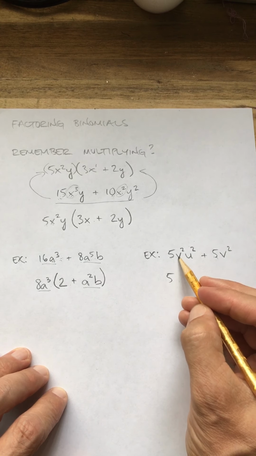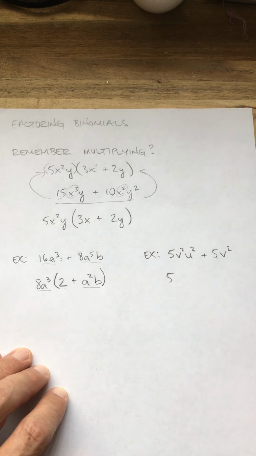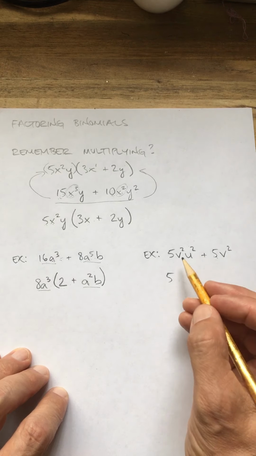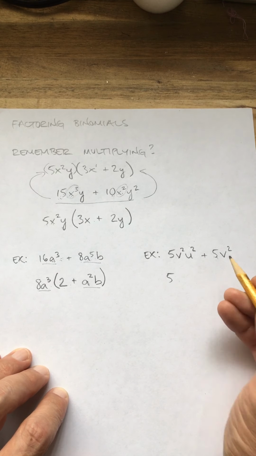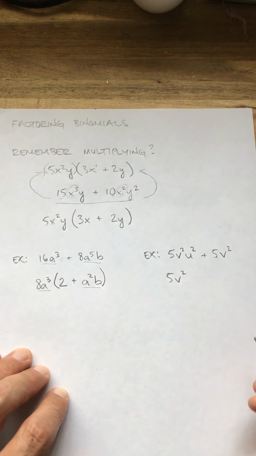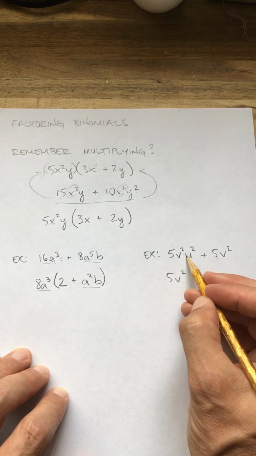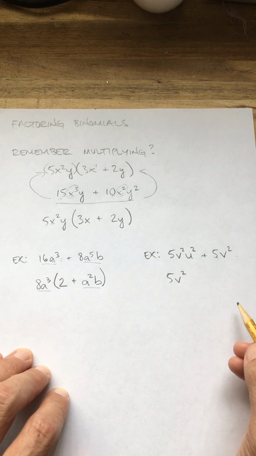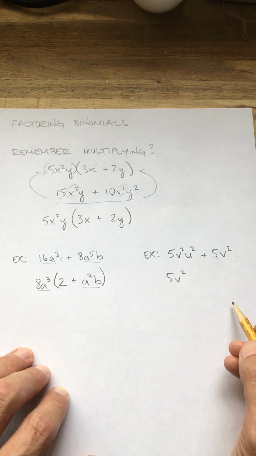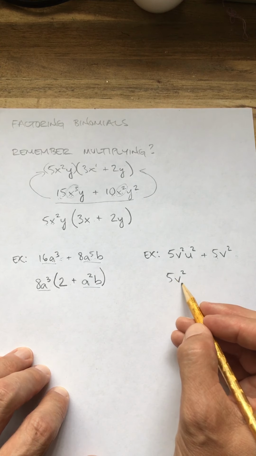Now look at the v's. There's a v squared here, there's a v squared here. What's the biggest v squared that I could divide out? Well, I could divide out a v, but I can divide out even bigger, v squared from here and v squared from here. So v squared. Now look at the u squared. There's a u squared here, but there isn't one here. So what do they have in common? They don't have anything in common. You can't divide something out. All right, so we've taken out everything we can.